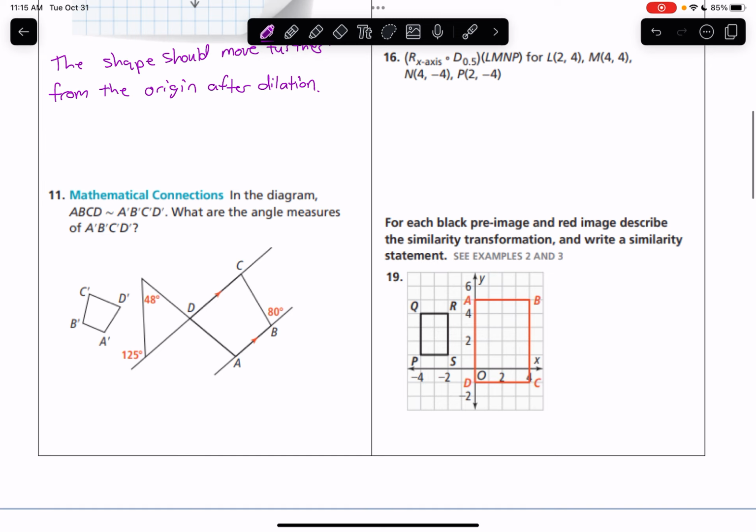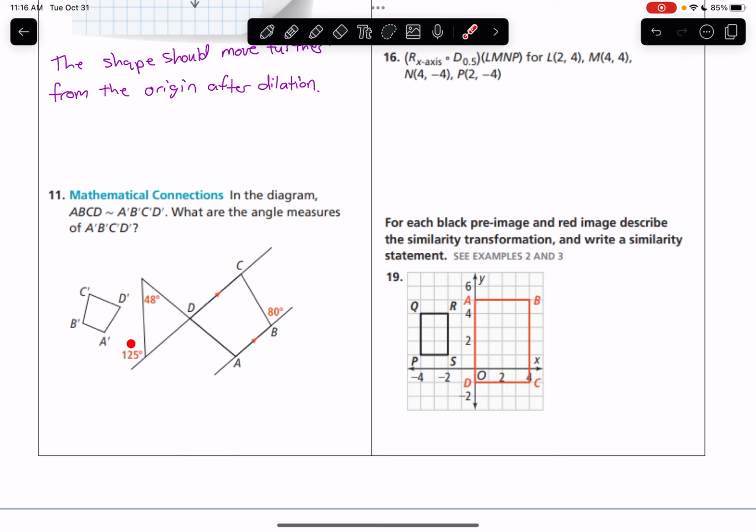Number 11, in this diagram, ABCD is similar to A prime, B prime, C prime, D prime. What are the angle measures of A prime, B prime, C prime, D prime? So, let's see. What we can say is we can figure out what some of these are. We know the angle measures of a dilation will be the same as the angle measures of the original figure. So all we need to do is figure out the angle measures of the original figure. So let's see what we can do here.